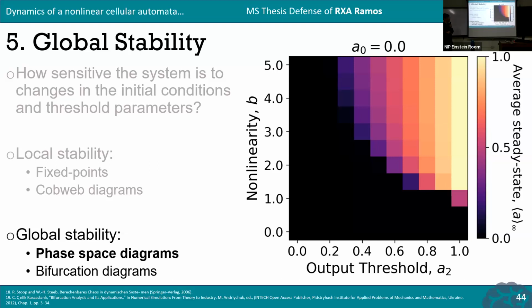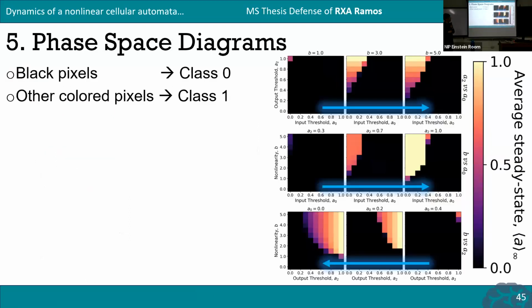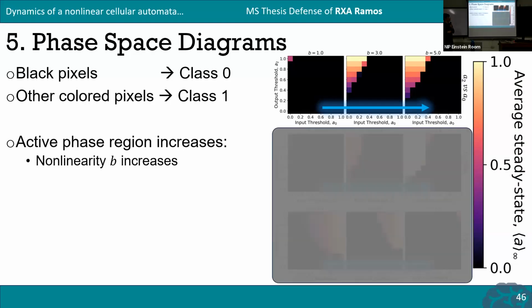Okay. So black pixels or pixels that are closer to black indicate quiescent steady state or class 0, while colored pixels that are closer to the yellow one indicate spiking steady state or class 1. And then we do this for varying parameters, and it's shown here. So the topmost row, we compare A2 versus A0. In the middle row, we compare B, the nonlinearity B, and the input threshold A0. And in the last row, we compare B versus A2. And moving to the right, we increase the other parameter. Let's look at it individually.